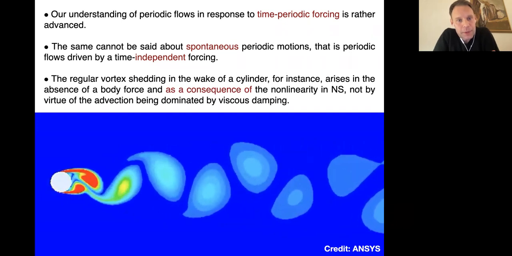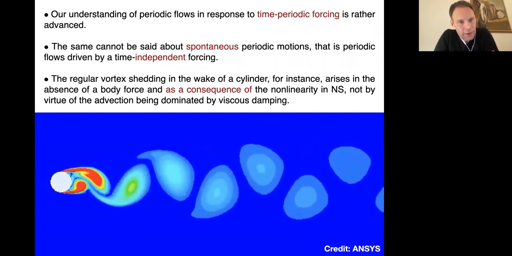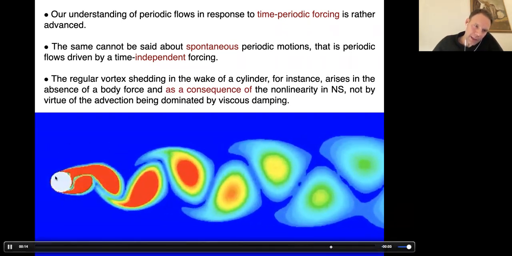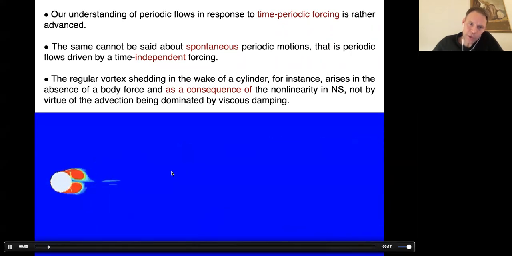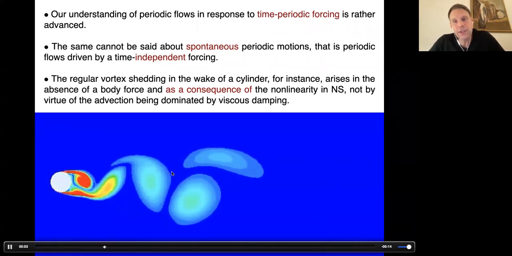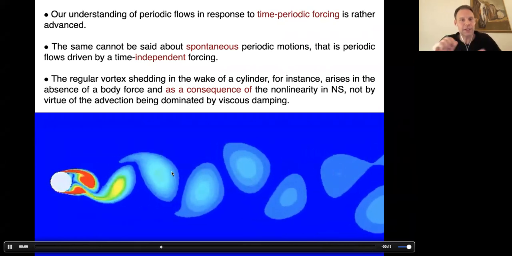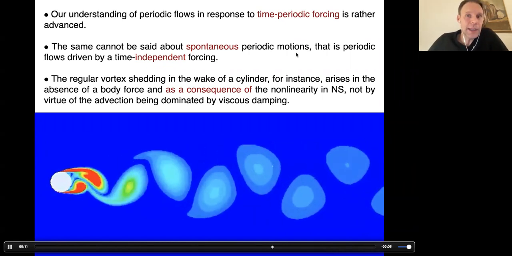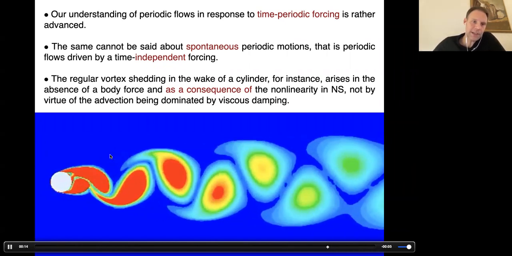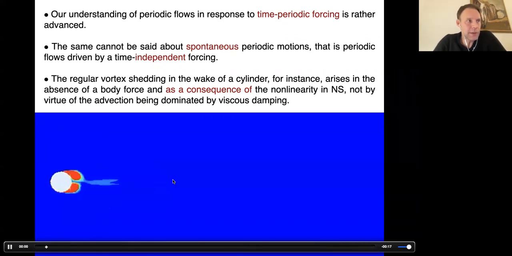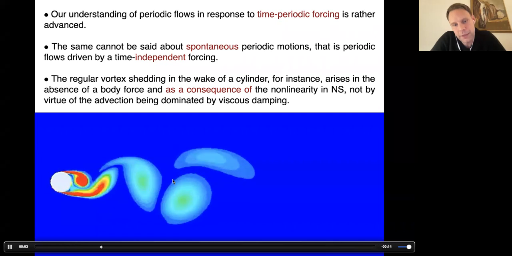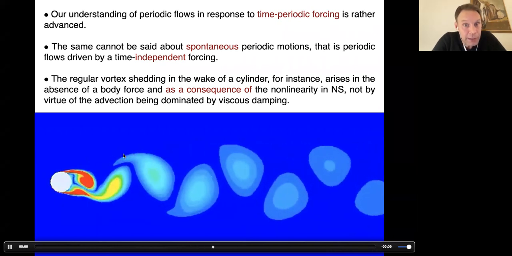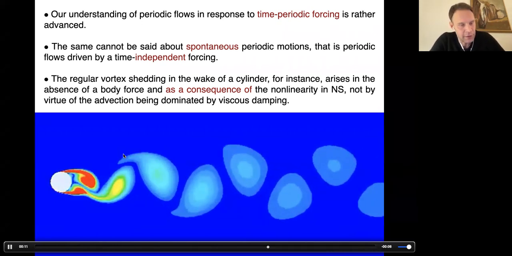spontaneous periodic motion is the famous von Karman example, where you have, say, a fluid moving on the right, and then you have this cylinder here, and then there is this periodic motion that arises as a consequence of the nonlinearity in Navier-Stokes, and it is not a consequence of, say, a time periodic forcing term. Okay, so that would be an example of a spontaneous periodic motion. And you can think of redoing the same experiment, but say with very high viscosity, then maybe nothing would happen. But if you lower the viscosity, then at some point these spontaneous periodic motions will appear in this von Karman experiment.